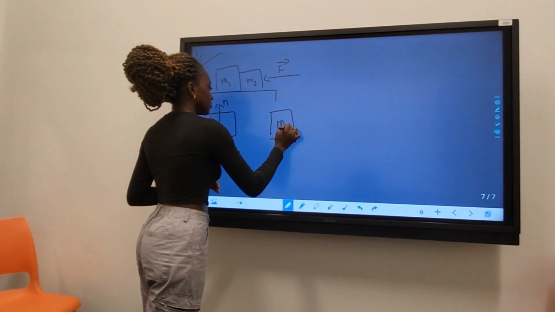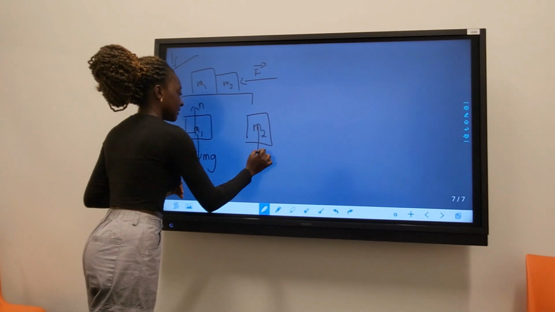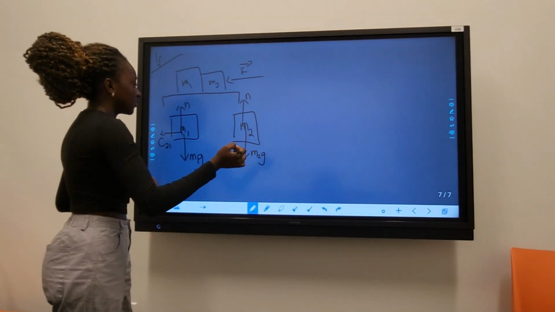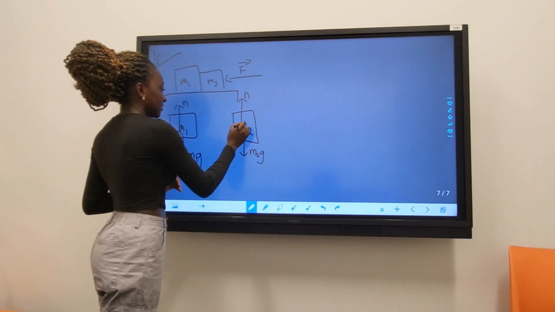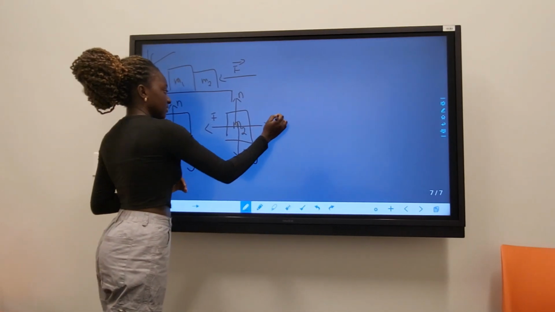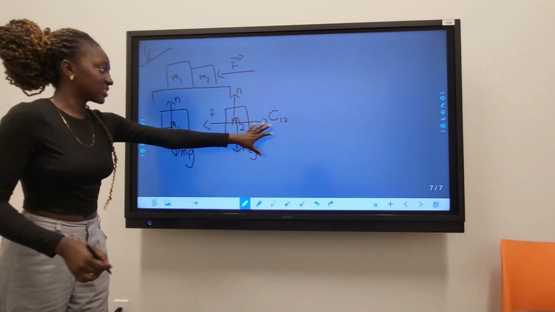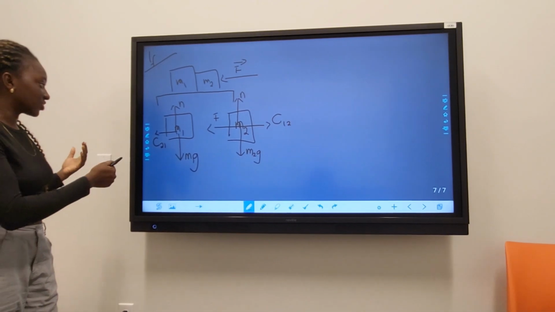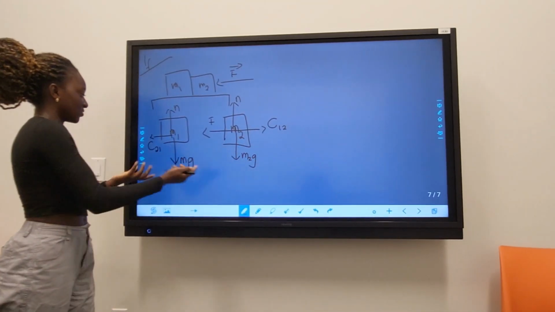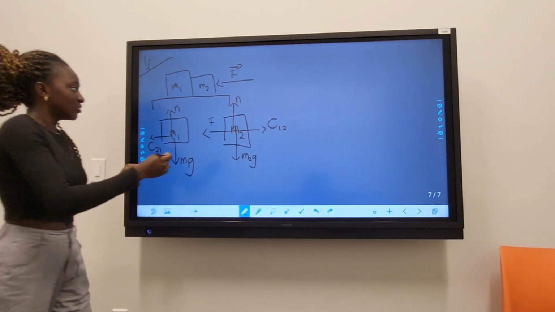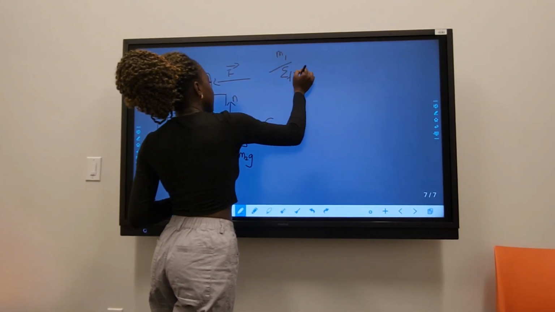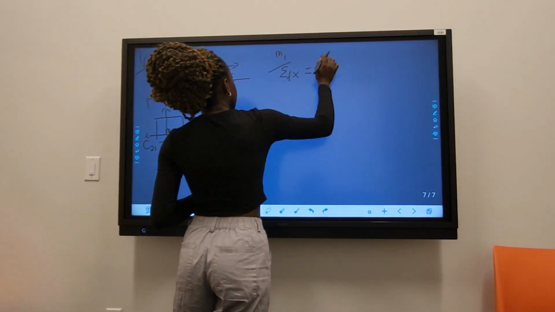And then we have this. In M2, we have the weight M2g and then the normal force. Then we have a force acting on it this way, so this is our F, and it also has a force acting this way, which is the C12. And this is just as I explained in the previous situation, that it is the opposite but equal reaction force to the C21 here.